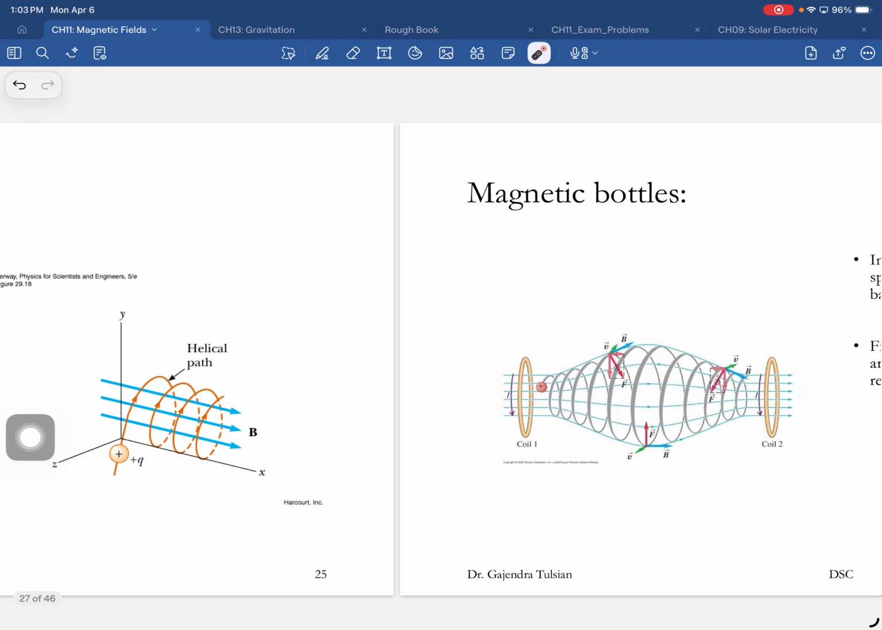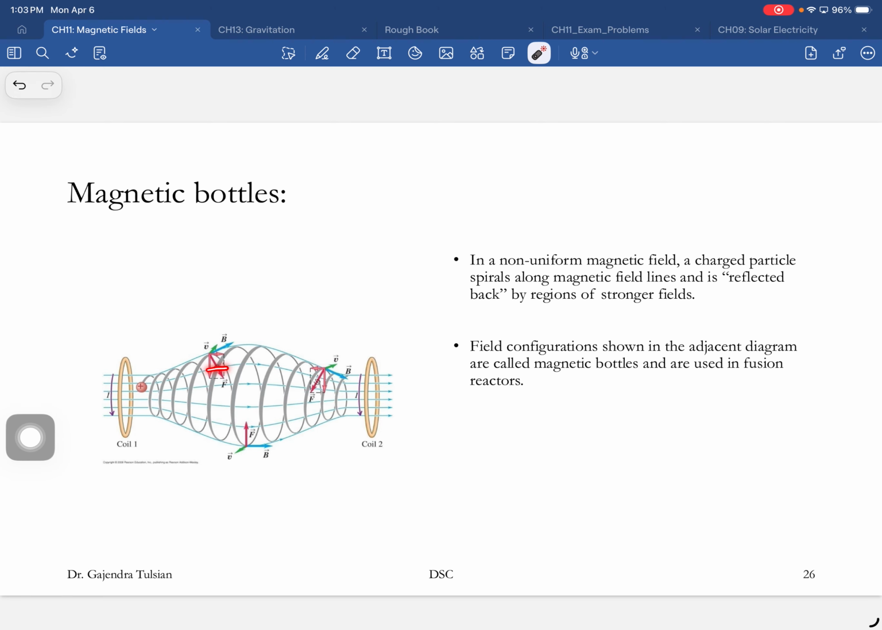All right, well, why do we care about this? So you can make devices like these. Here are charged particles that can spiral around magnetic fields like that. And it turns out that if the field gets stronger, there's a reflecting force. So this particle goes around the field, and when the field gets stronger, it's reflected backwards. And then when it hits a stronger field here, it's reflected backward here. So you see, you can have these charged particles that are trapped in this device.